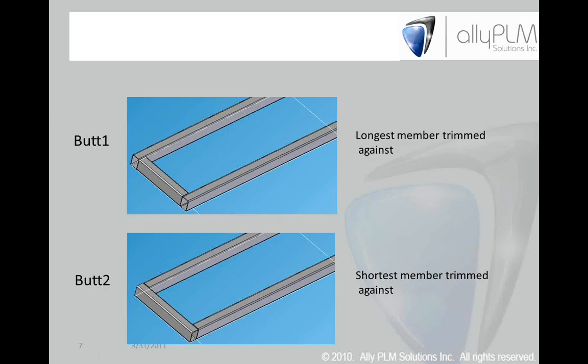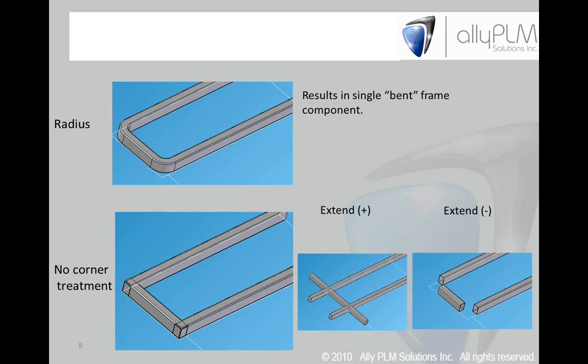There are other treatments such as radius. It creates a single bent frame component if you choose this radius end treatment. If you choose no corner treatment, as you can see here in the bottom left corner, there's a significant amount of interference because I haven't defined any corner treatment. If you want an extended corner treatment, you can just enter the distance and have an extend, or if you want a trimmed frame component at the intersection, you can enter the distance.